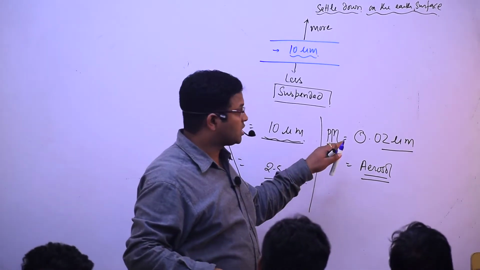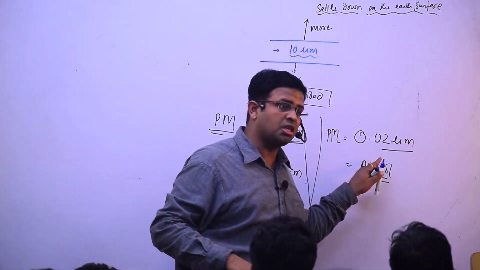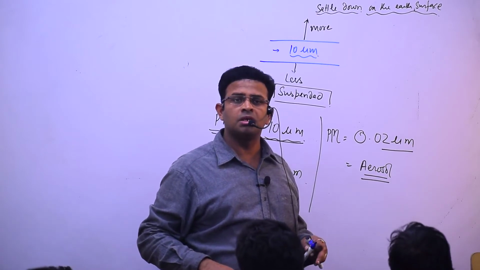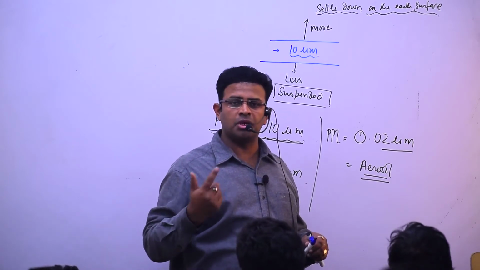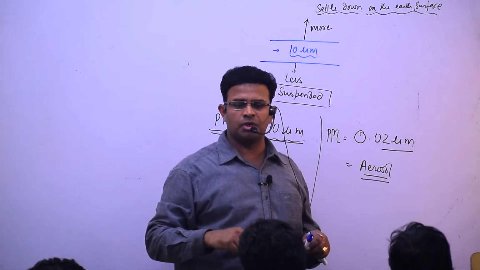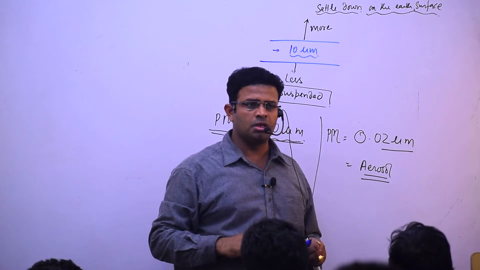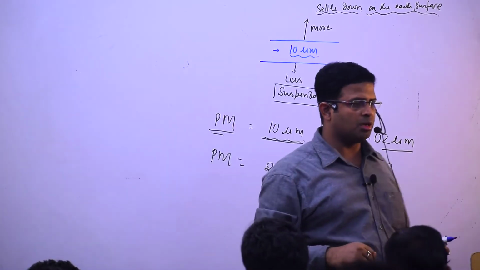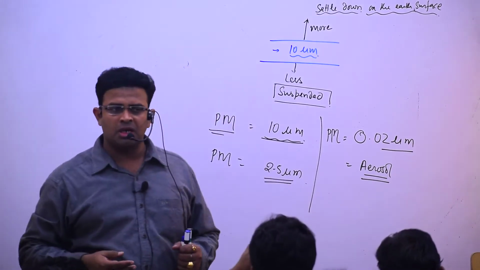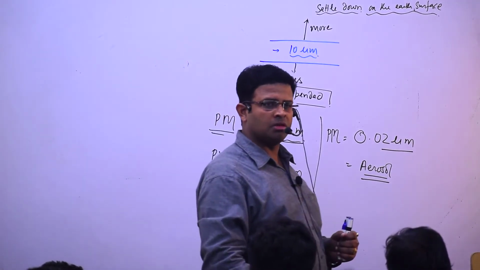So if the size of the particle becomes so small, it will behave like an aerosol and start helping further. And it will not stay down; it will be in the upper atmosphere. Understood? Now, if the size is above 10 micrometer, it will settle down on the surface.